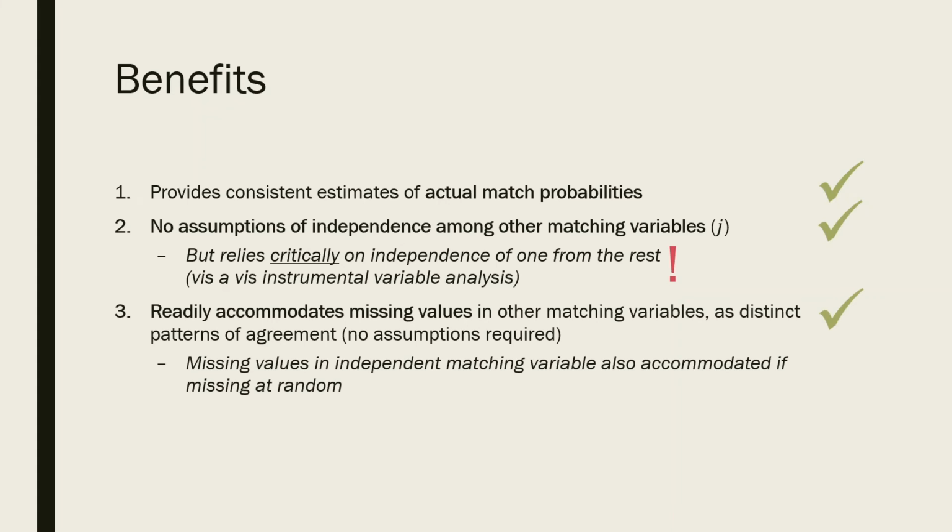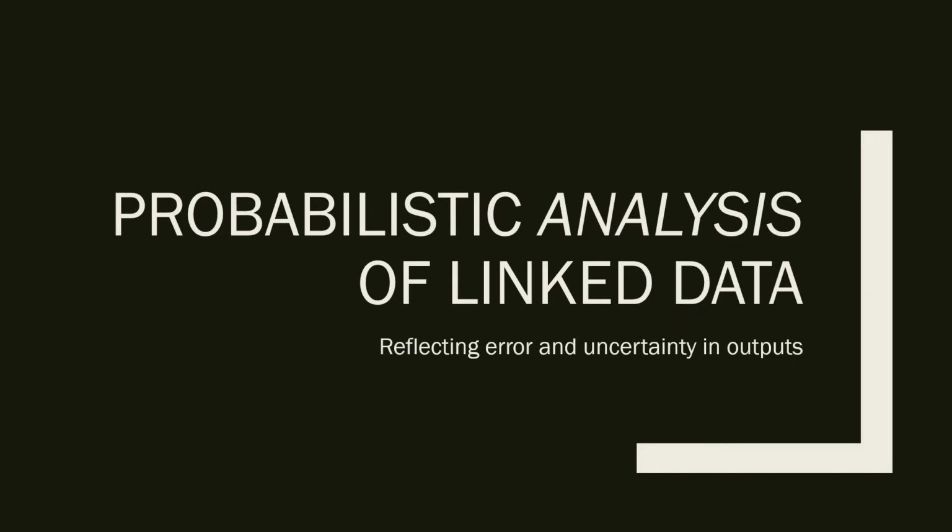It readily accommodates missing values in all of the other matching variables. You can estimate the match probabilities for the patterns that have missing values in the other matching variables. That's not a problem. And it's computationally trivial. So we're going to skip pretty quickly over these two ideas about analysis of linked data now, given the time.